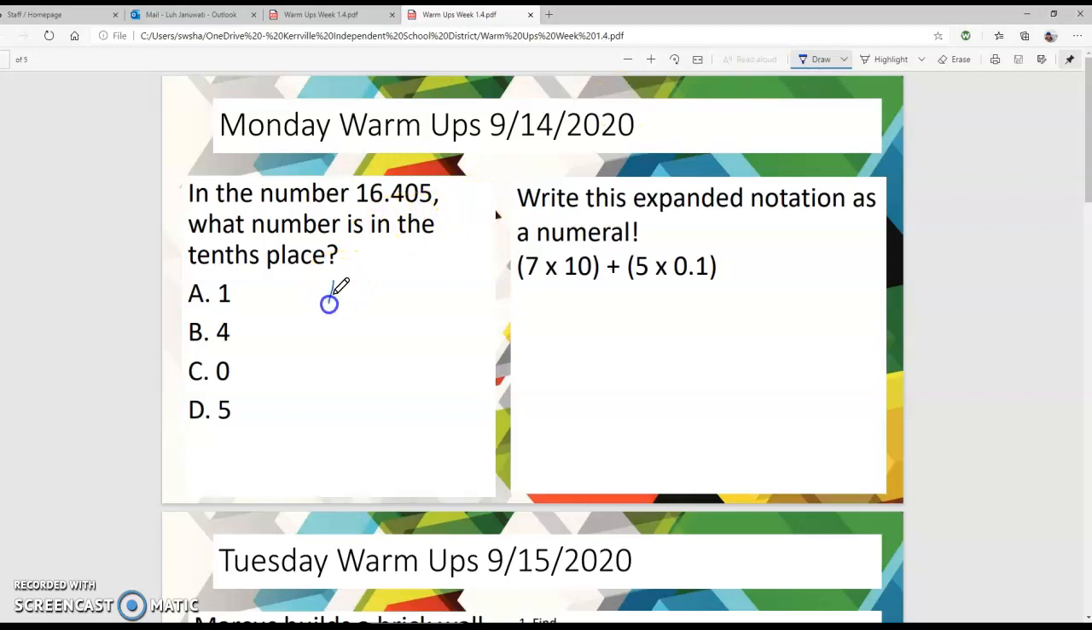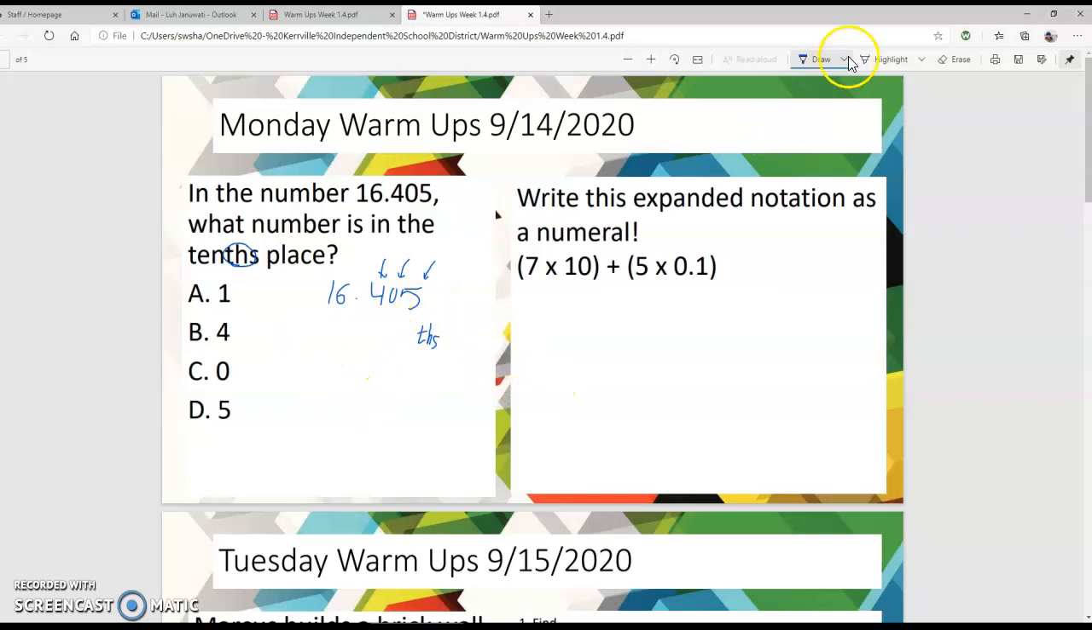So 16 and 405. Unlike whole numbers, this 4 is in the tenths place, this 0 is in the hundredths place, and the 5 is in the thousandths place. It all has "ths" at the end, like Taiwan High School, THS, right? So tenths place, hundredths place, and thousandths place.